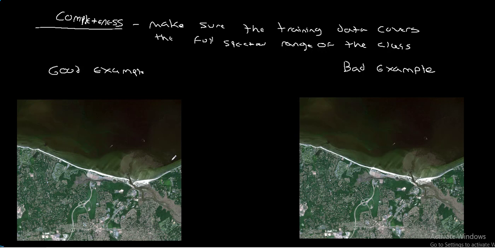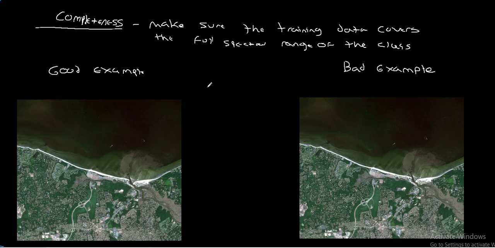But if you think about what I just did, inside of this class that we called water, I internally broke it up into three different types: deep water, shallow water, and river water. So what completeness is saying is that if we generate training data, we need to make sure that we cover all of the different types, not just water, not just deep water. So let's take a look at what a good example would look like for water.